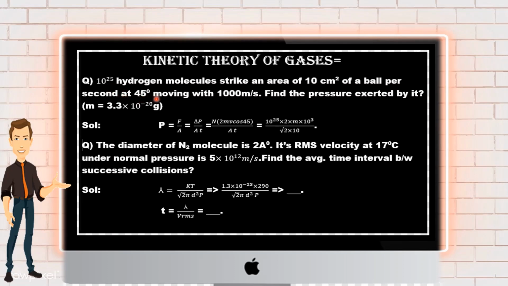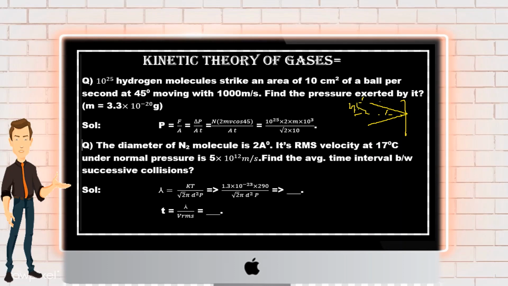10 power 25 hydrogen molecules strike an area of 10 centimeters square of a wall per second at 45 degrees angle, moving with 1000 meters per second. Find the pressure exerted by it. They have given the mass of a molecule as 3.3 into 10 power minus 20 grams. Here they are saying that 10 power 25 hydrogen molecules are striking an area of the wall at an angle of 45 degrees with 1000 meters per second velocity.